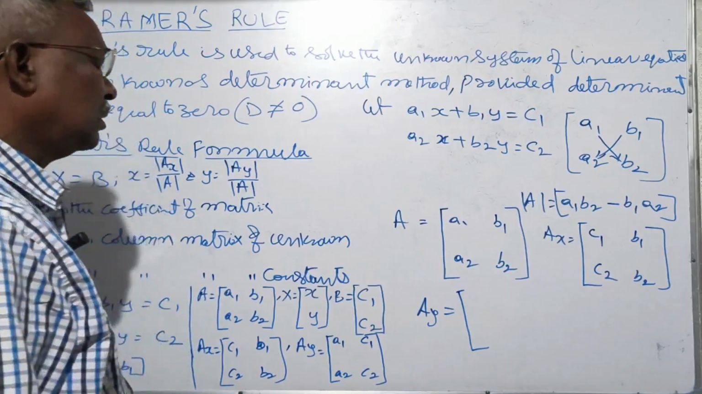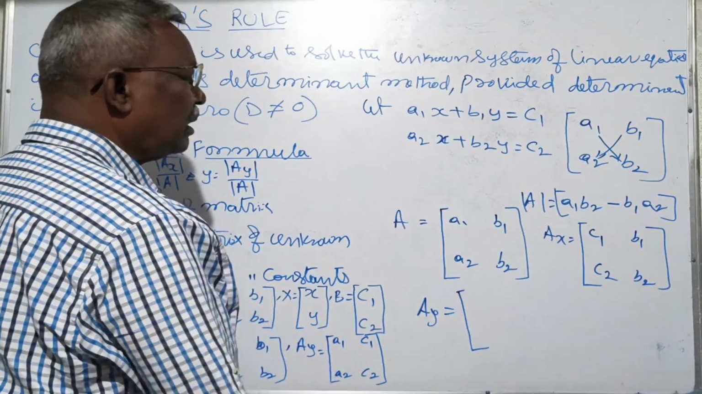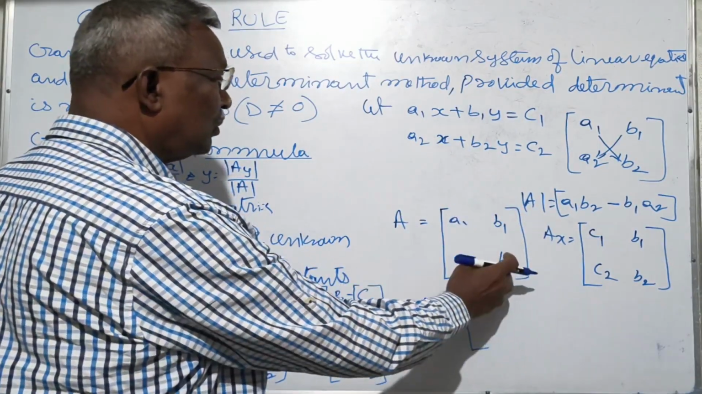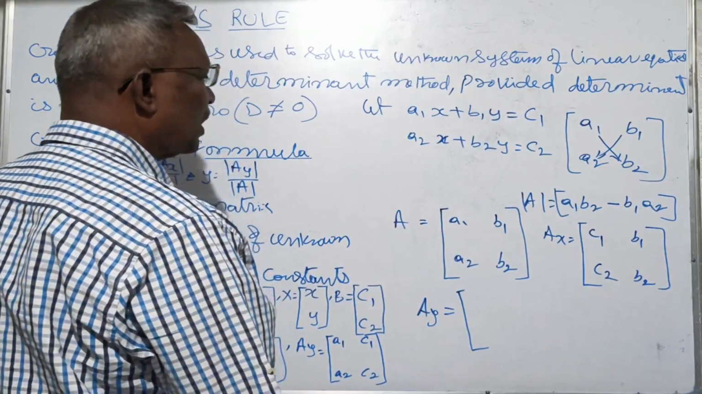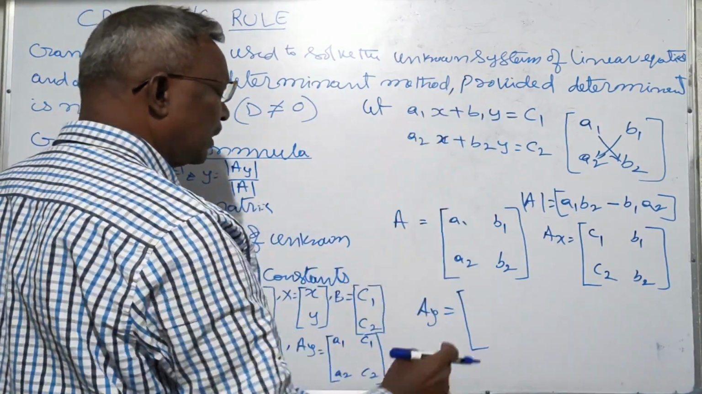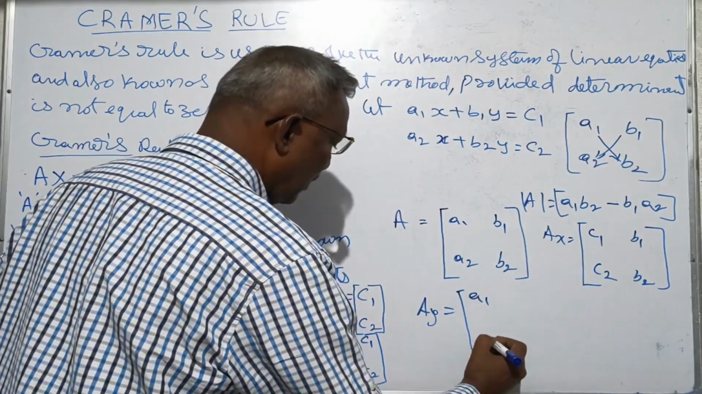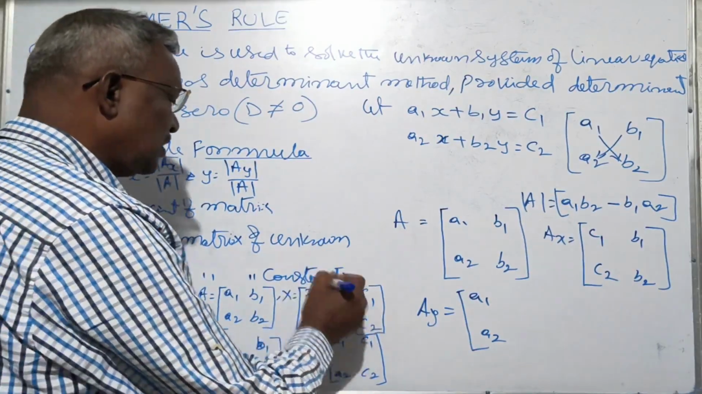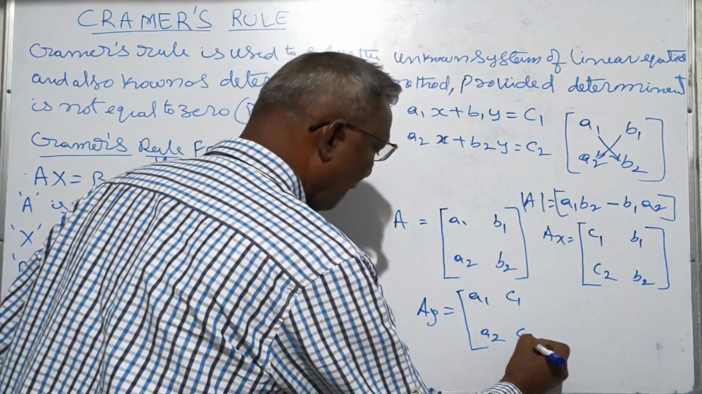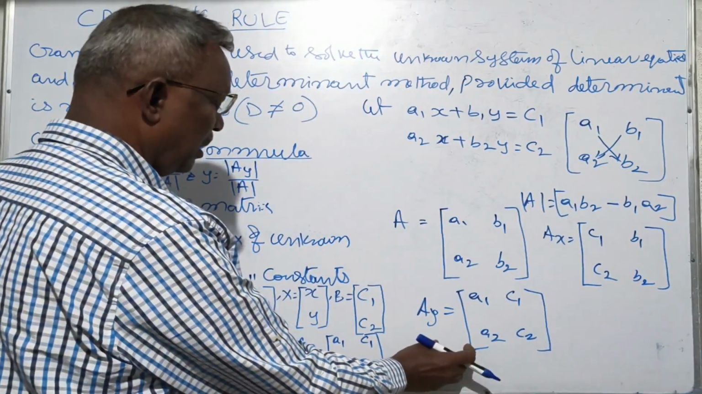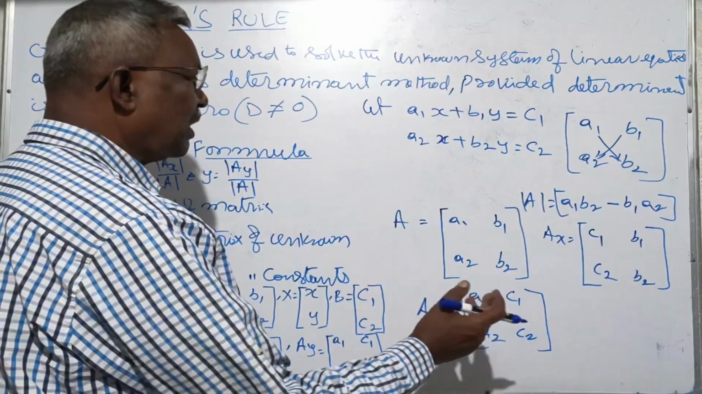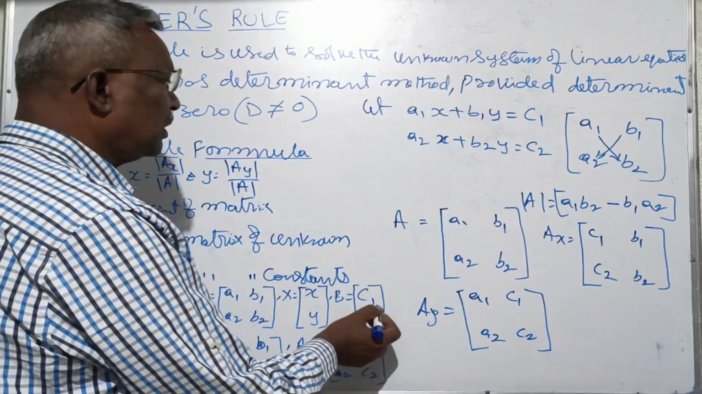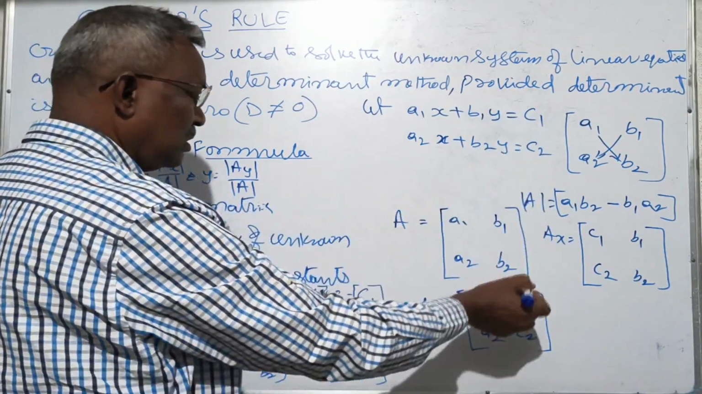Matrix AY is obtained by replacing the second column with the B matrix. Why? Because the second column means it is the Y coefficient. Here, as usual, A1, A2, where the column is replaced with B, that is the constant values C1, C2.